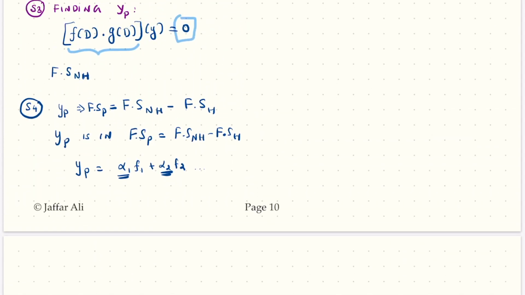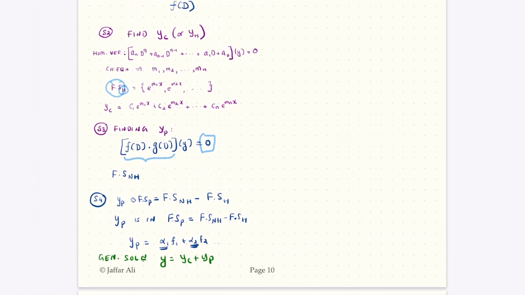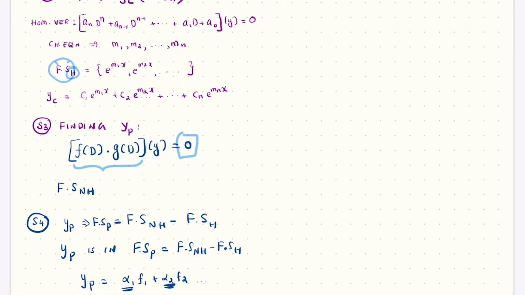So therefore the general solution, y, is going to be yc plus yp. Let me give you an example so you can follow what I'm going to do. But that's the general overall idea.